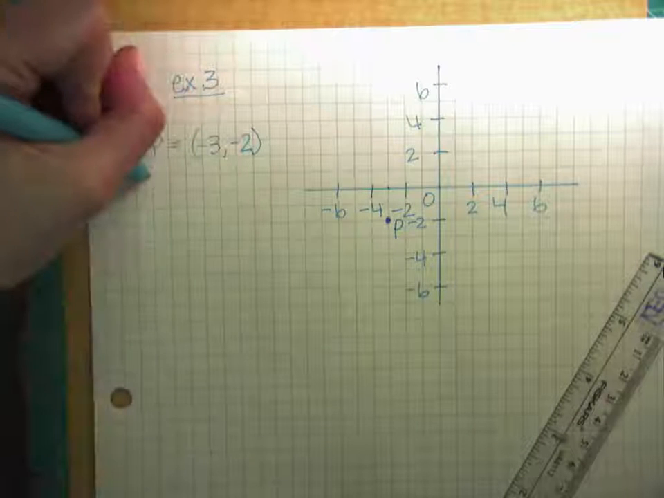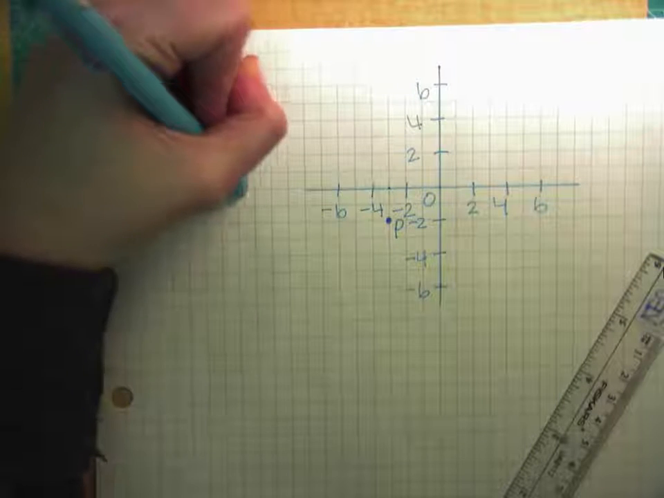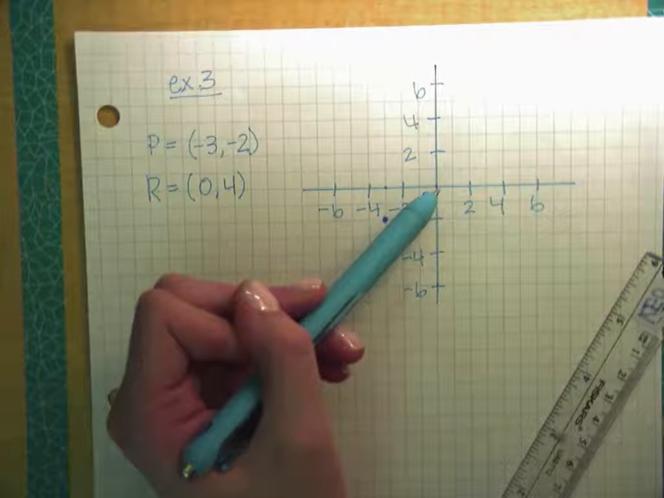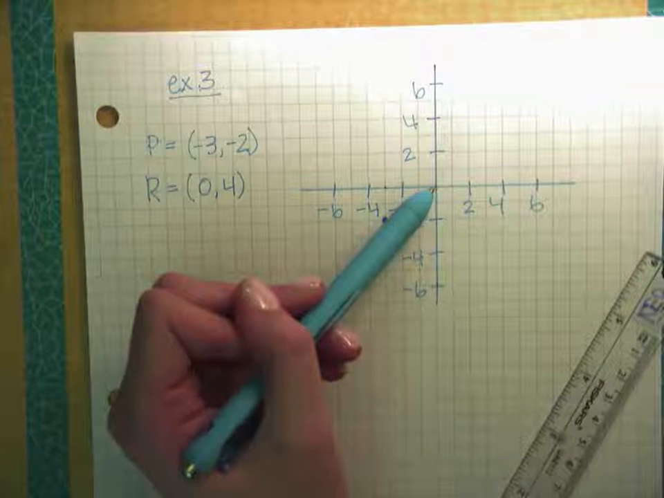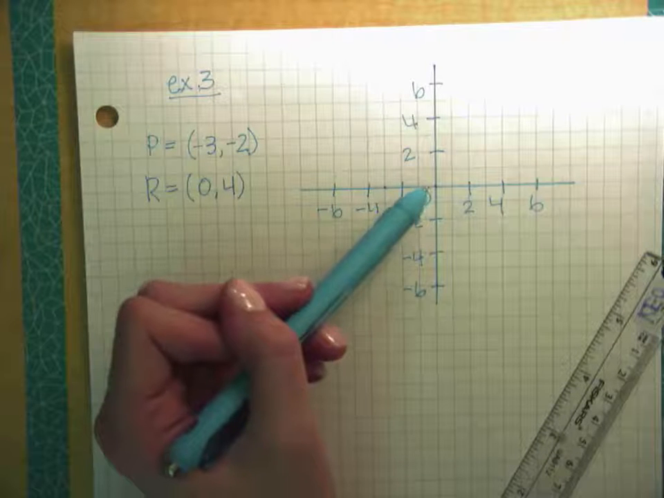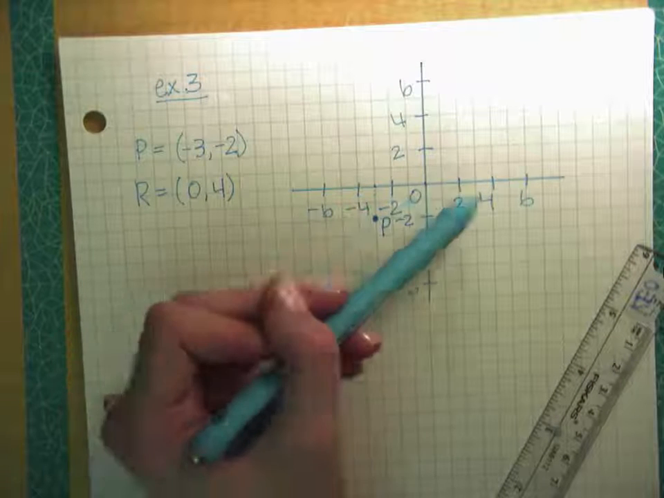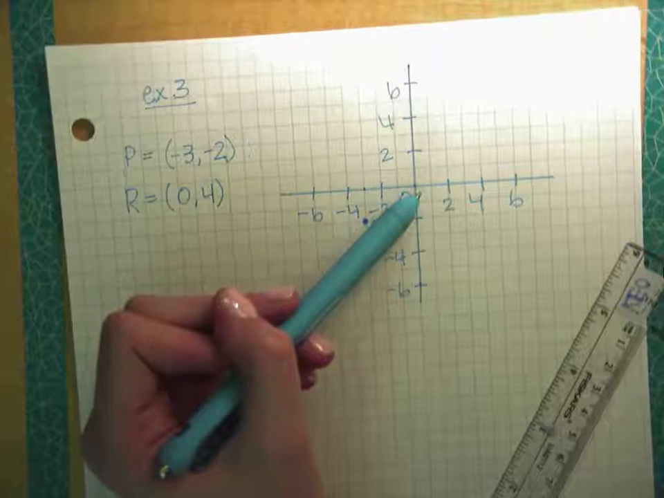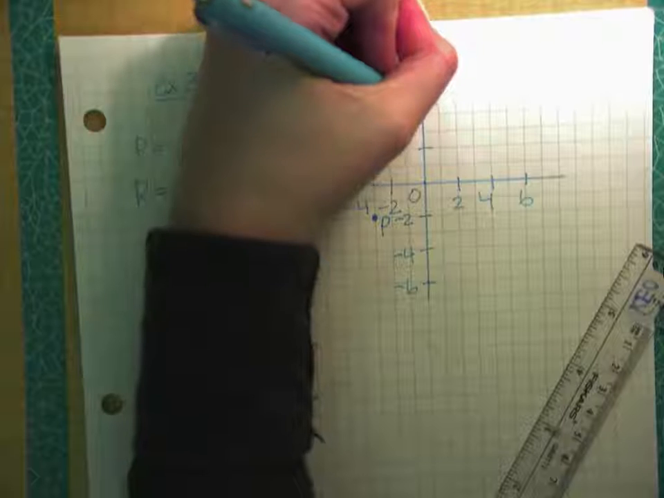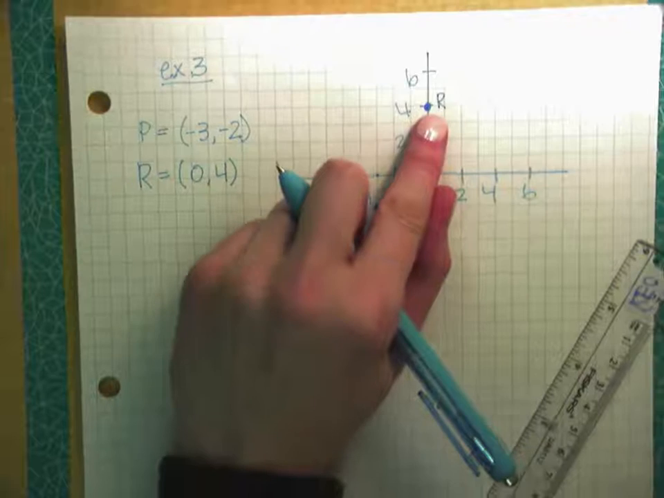Okay, my next one, point R, its coordinates are 0, 4. So I'm going to start at the origin. Remember, my first number in the ordered pair is my x-coordinate, and it tells me how far I need to go to the left or the right. Well, I'm at 0, so that means I don't move at all on this x-axis. I stay right here. But my y-coordinate is 4, so that tells me I need to go up to 4. So point R would be right here.